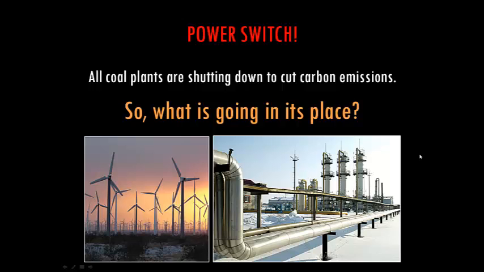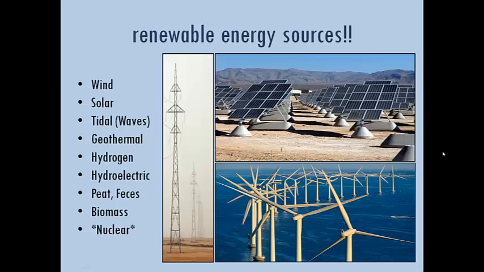But we know that we have to start shutting this stuff down, coal plants especially, because they cause a lot of that smog that makes it so hard for us to breathe in the summer. So what are we going to be putting in its place? We're going to be looking at much more renewable energy sources like wind, solar, tidal waves, geothermal, hydrogen, hydroelectricity, just like that list that we were looking at before.